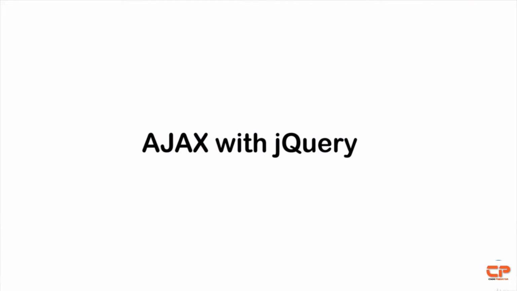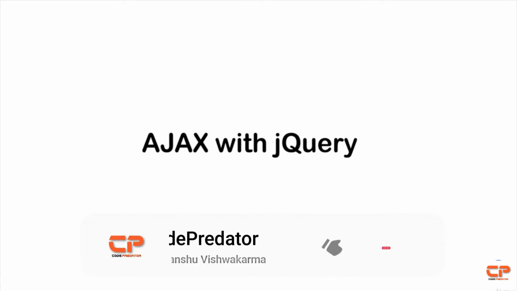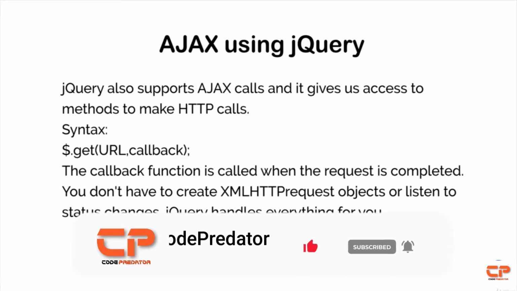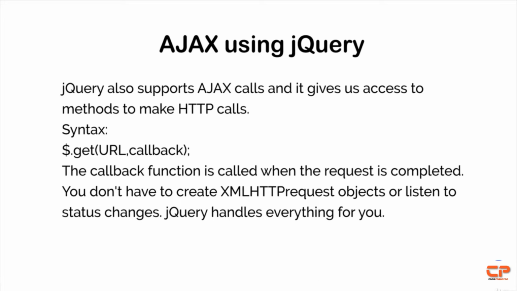In this video, we will learn how to work with AJAX using jQuery. jQuery also supports AJAX calls, and it gives us access to certain methods to make HTTP calls. Say you wanted to fetch some data from the backend. In this case, you will make a GET call, and for that, jQuery has a method which is called get.